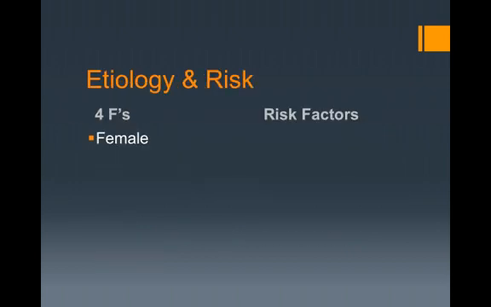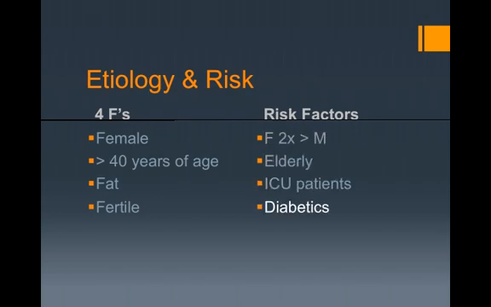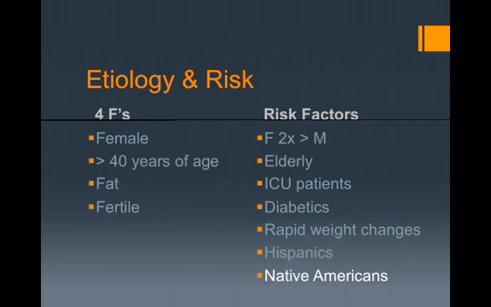In medical education, we often talk about the 4 F's of gallbladder disease: female, over 40 years of age, fat, and fertile. While women are indeed twice as likely to develop cholecystitis than men, the incidence in the latter has been found to be increasing, as well as in the elderly, ICU patients, diabetics, the obese, and those with rapid weight loss. Risk increases with age in both sexes, and Hispanics and Native Americans are particularly prone to developing gallbladder disease.